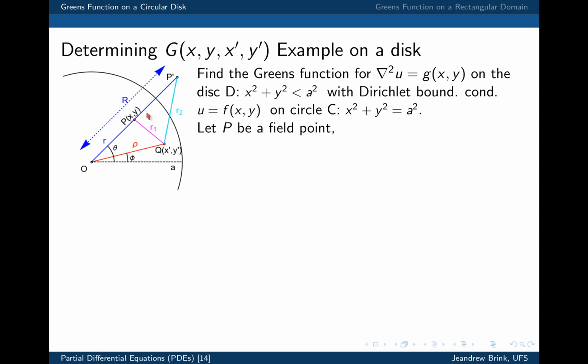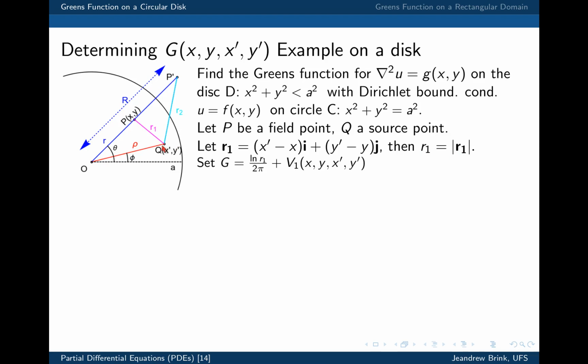Okay, so now we do the same thing. We let P be our field point. We let Q over here be our source point. And remember, we're integrating over the source point. We let R1 be the difference between the field point and the source point. So we have this vector that points from the source point to the field point, and we let R1, without being bold, be the norm of it, basically this length over here.